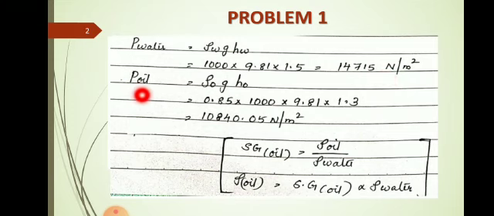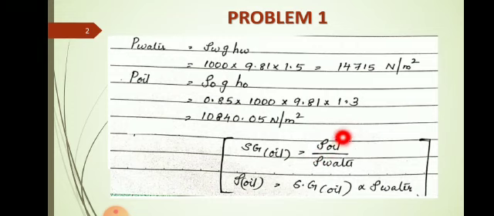Now we can find out the pressure due to oil. Same relationship, P oil is equal to rho O g h O. Here you have to remember one thing. You are not directly given the density of oil. Instead, you are given the specific gravity of oil. When the specific gravity is given, how will you find out the density? For that, we will be using this relationship. Specific gravity of oil is equal to density of oil divided by density of water.